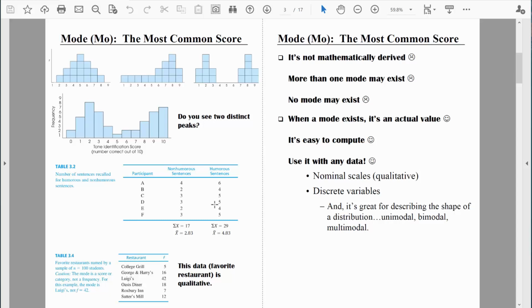And this next bit of information is probably the most important about the mode. It's what makes it the most flexible, and it's what makes it the go-to measure in one certain instance. And it's in this instance right here, when our data is not quantitative at all. In this particular situation, people were asked, what's your favorite restaurant? Now, keep in mind the type of data we'd be collecting. We'd be collecting names of restaurants, like College Grill, George and Harry's, Luigi's. There's nothing numerical about that. There's nothing quantitative about that. We're not measuring any type of quantity. All that we're measuring are names of restaurants.